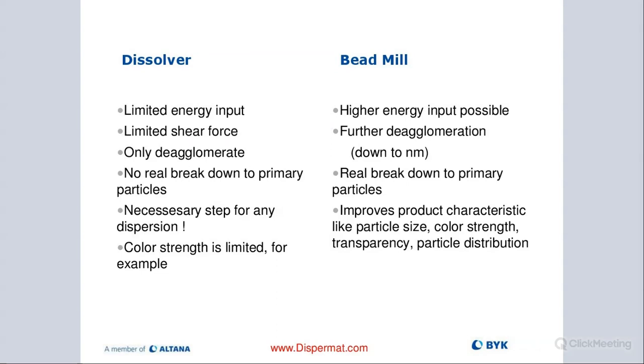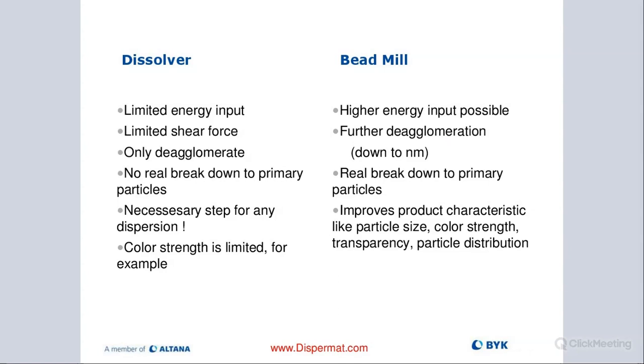We further deagglomerate, we break down the particles to the primary particle size, which will give us a much better product, as you've seen on that slide early on, that Hegman drawdown, where you could see the difference between just the pre-dispersed product and the milled material.